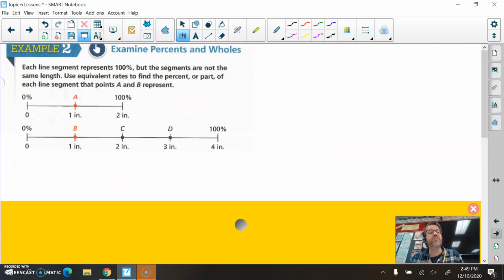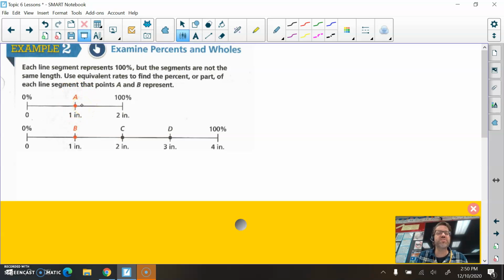All right, let's look at another example. Each line segment here represents 100%. You can see this first line segment, here's 100% of it. This next line segment, here's 100% of it. But the segments are not the same length. We are going to use equivalent rates to find the percent or part of each line segment that points A and B represent. So in the first line segment, I see point A right here.